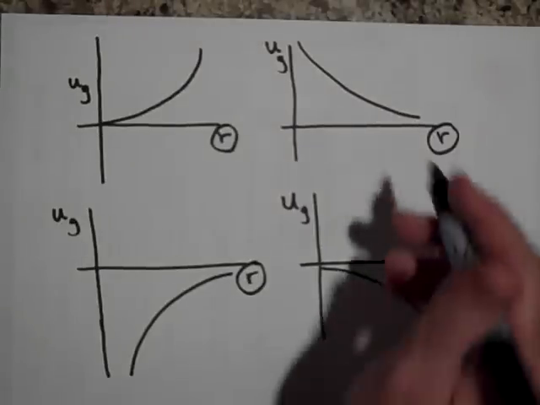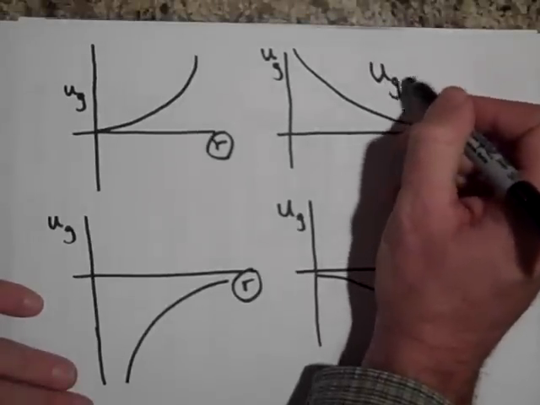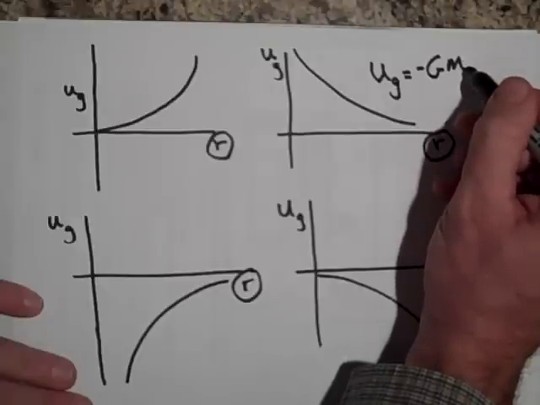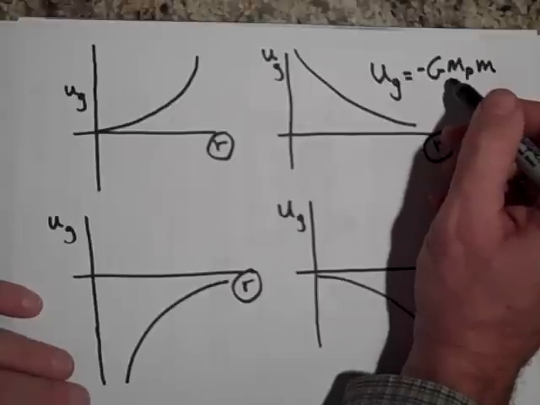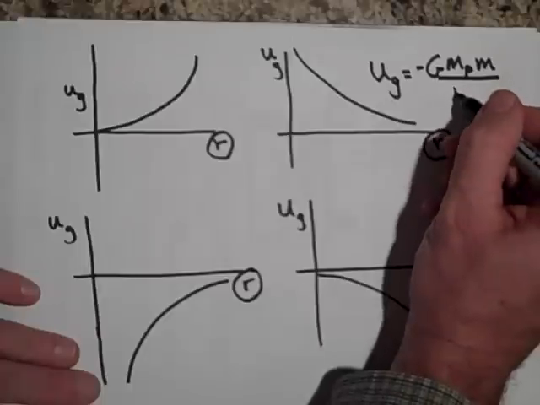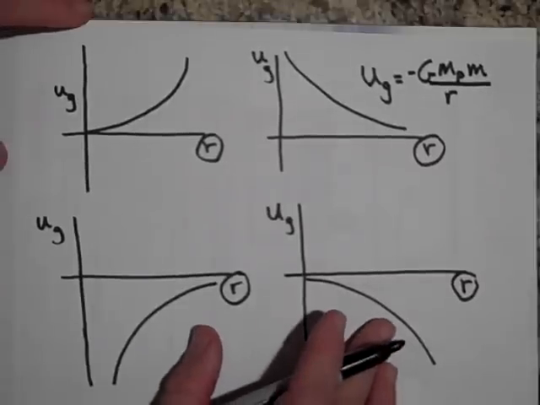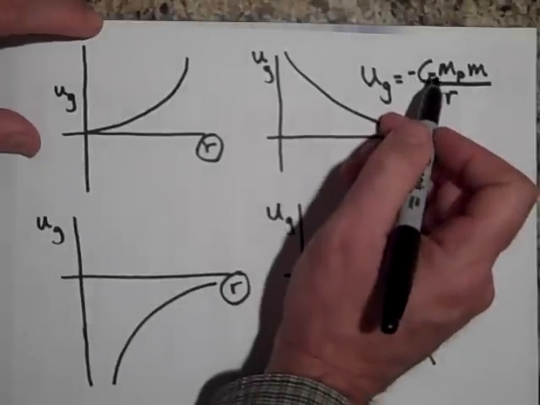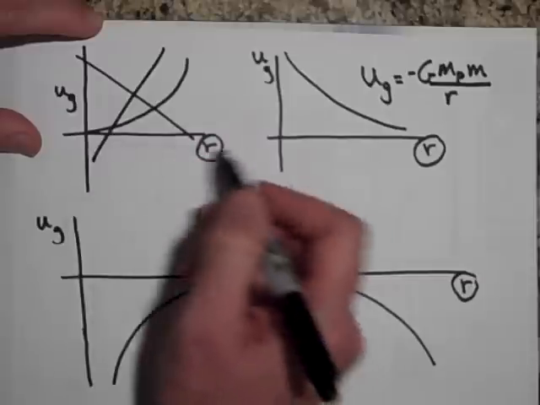Okay, we're back. The U is equal to negative G, mass of the planet, times the mass of the object that has the potential energy in the gravitational field, all over R, but not squared. It's not squared. Okay, so it turns out that this is negative. The gravitational potential energy is only negative. So let's get rid of all the ones that are positive.